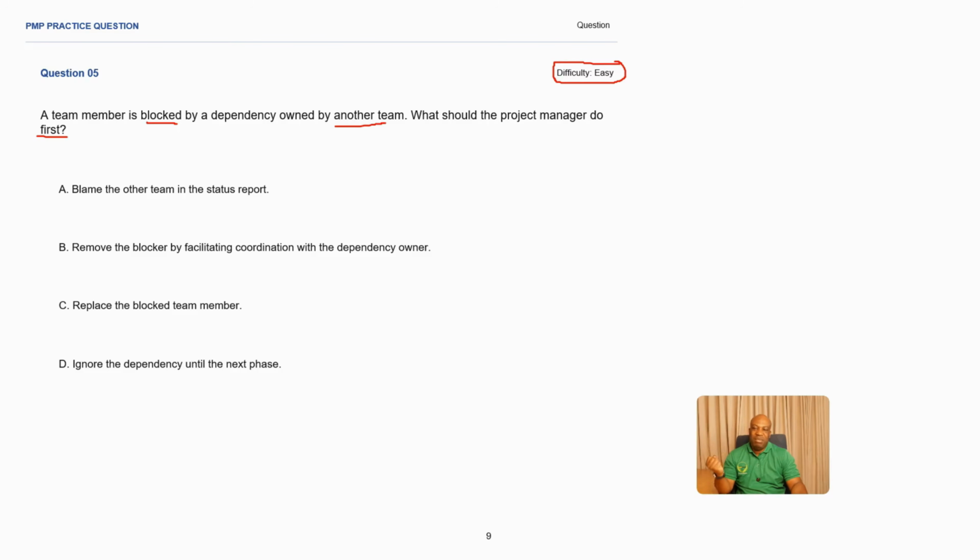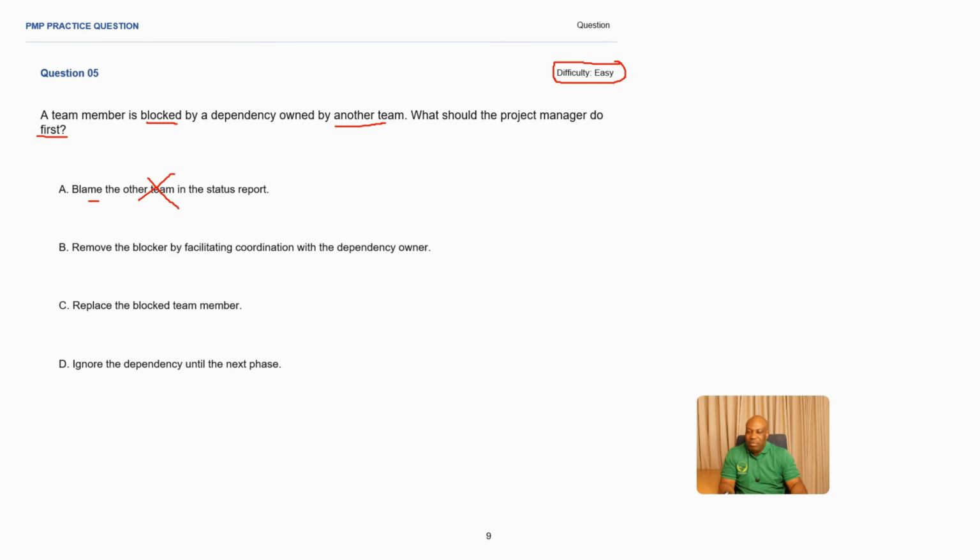So the problem is the team member is supposed to do something, but is being blocked because of some other work to be done by another team. What should the project manager do first? Okay. So let's go through the answers. Number 1, blame the other team in the status report. As a project manager, you don't blame people in a project. You work with the team to find a solution. So thereby eliminating this one as an answer.